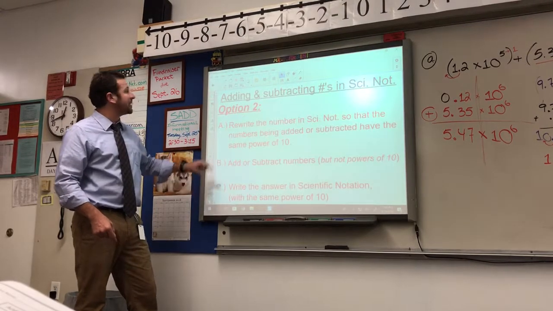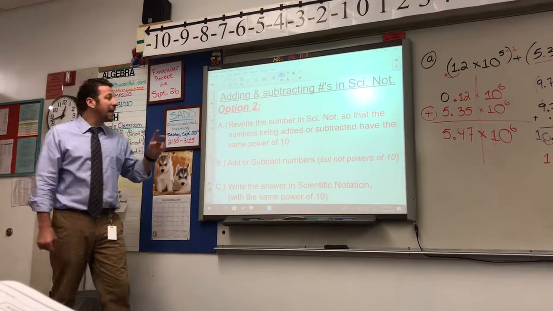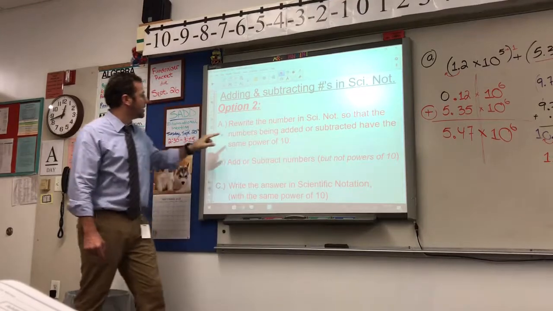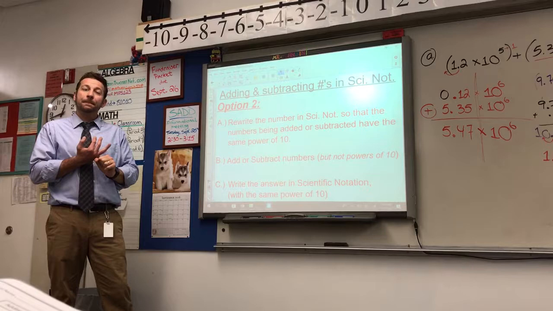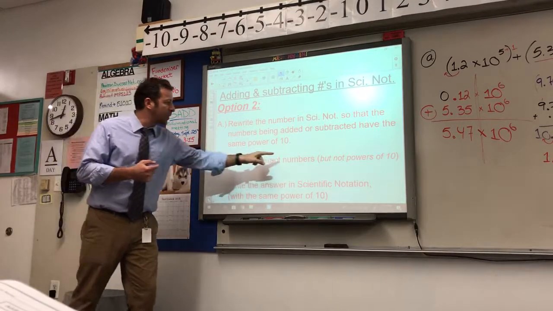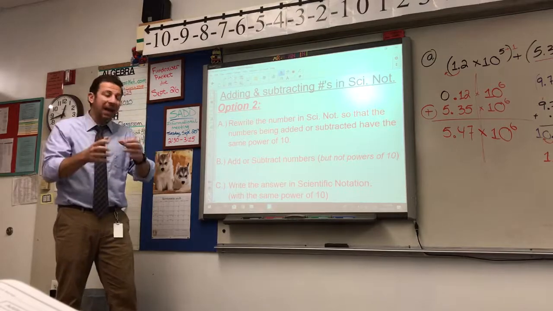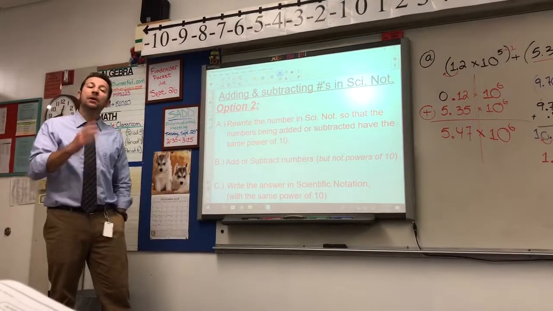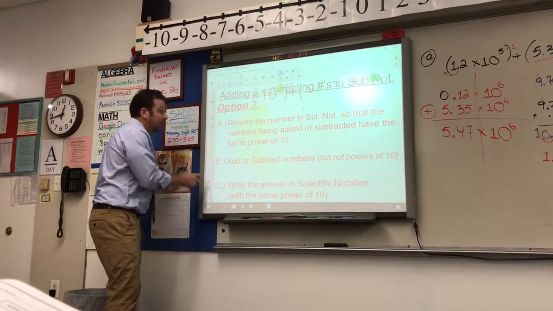But now we're going to look at our second option of adding and subtracting numbers in scientific notation. The second option tells us that we can rewrite the numbers in scientific notation so that the numbers being added or subtracted have the same power of 10. Then we would add and subtract the factors, but not the powers of 10, which we just carry down, and then write the answer in scientific notation with that same power of 10. What would that look like? Let's take a look right here.